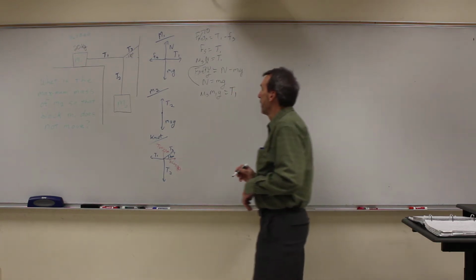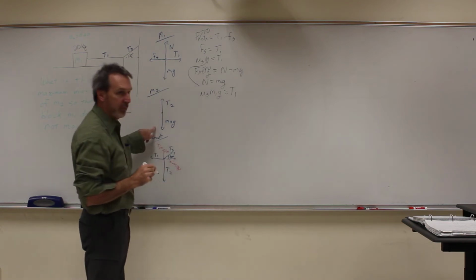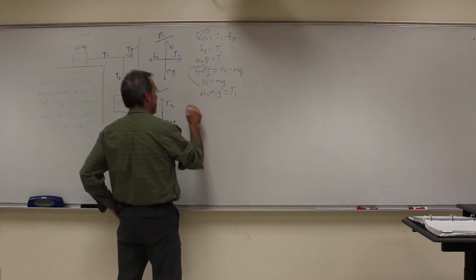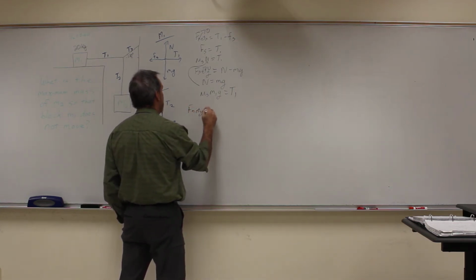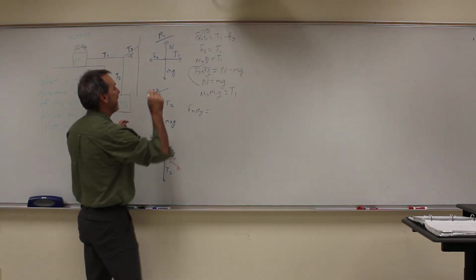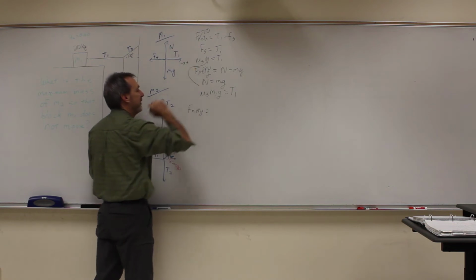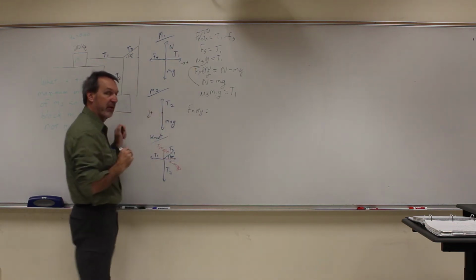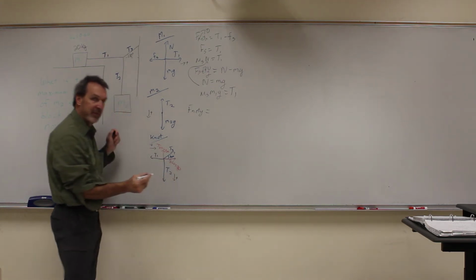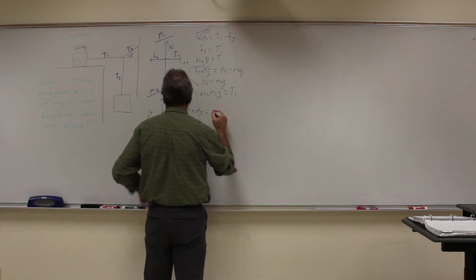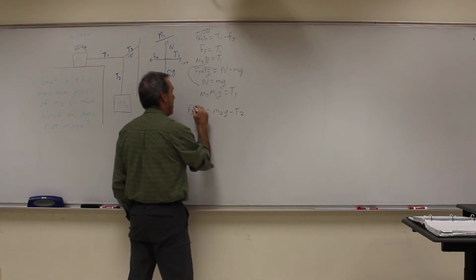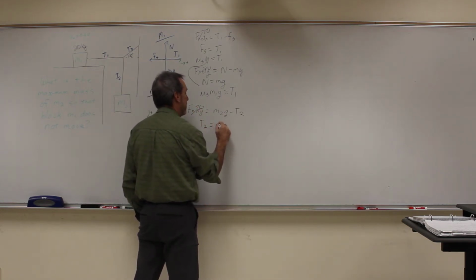Now, we know here that F net Y, I should say, in this case, is T2 and mg. Now we got to be careful here. We call this direction positive, right? So I'm going to call positive down in this direction here, and positive is going to be this way and this way for the knot. So positive being down, this is going to be M2G minus T2. That's equal to 0, so T2 is equal to M2G.